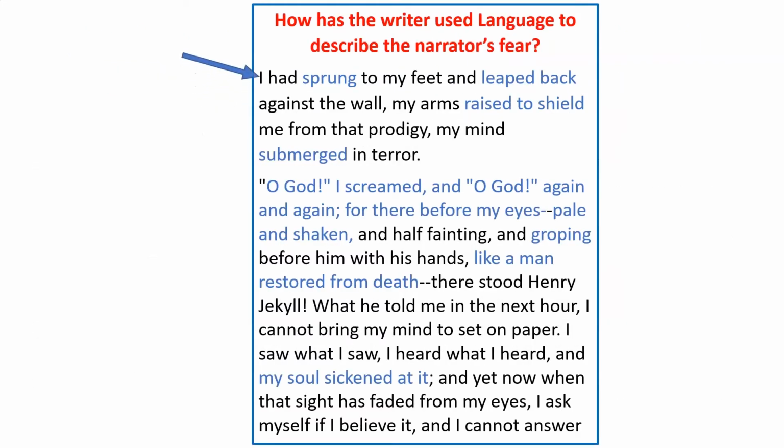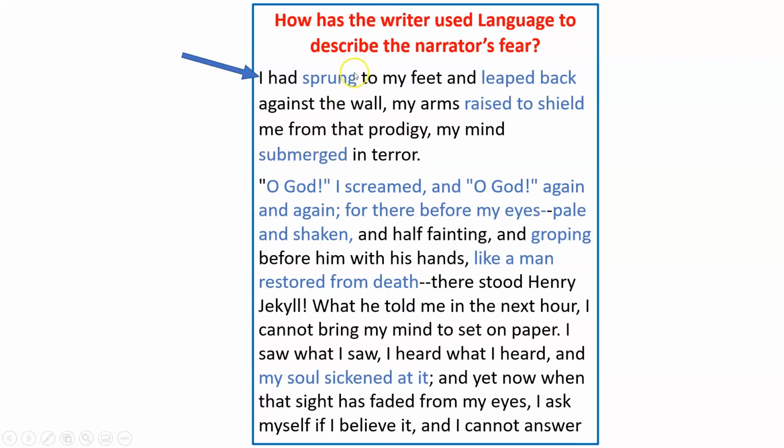So guys, let's have a look at the extract step by step to see how the writer has used language to describe the narrator's fear. Now, firstly, the writer says, "I had sprung to my feet and leaped back against the wall, my arms raised to shield me from that prodigy, my mind submerged in terror."